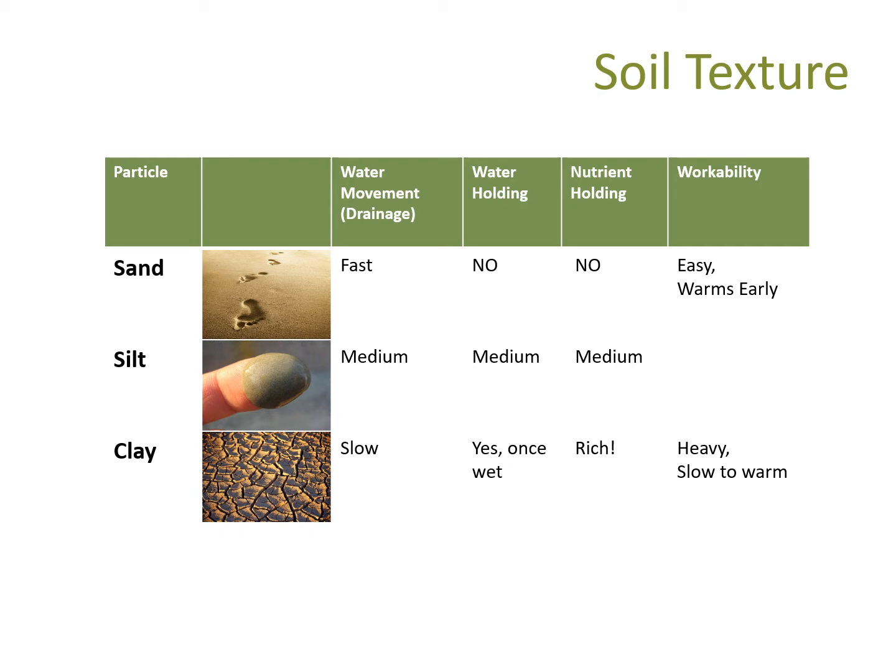Silt is a medium draining soil. It does a pretty good job of holding water up where the plants are. It does a pretty good job of holding nutrients where the plants are. Clay is slow draining. Once it gets wet, it holds water really well. It takes a long time to dry out. It also holds nutrients really well. In fact, it holds them so well, the plants can't usually get the water and nutrients away from the clay. It's so highly charged.